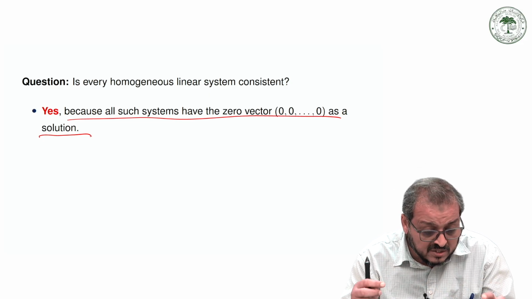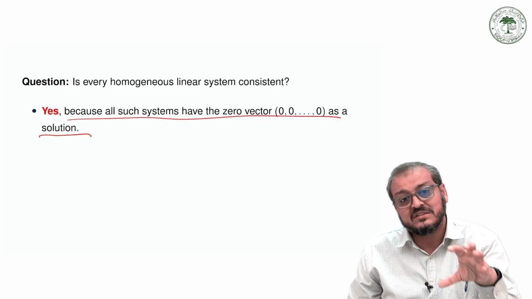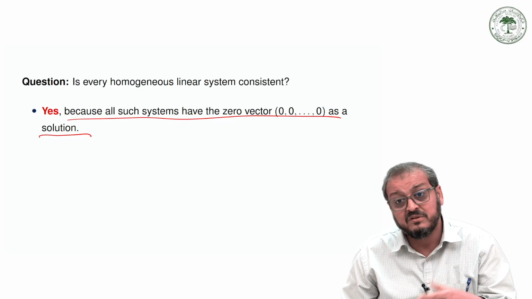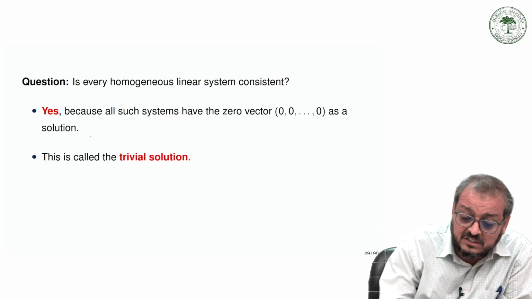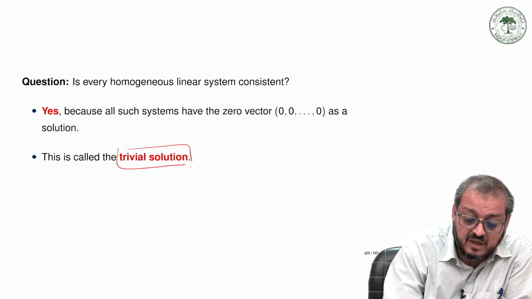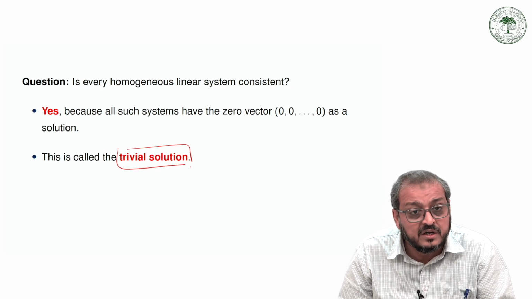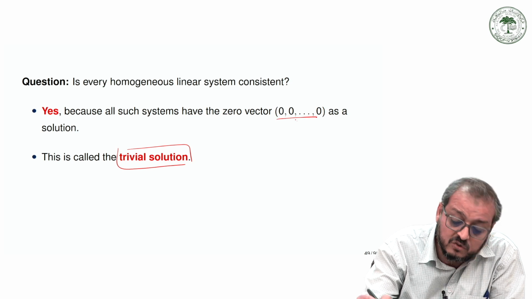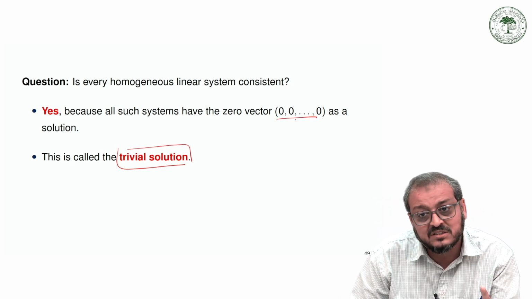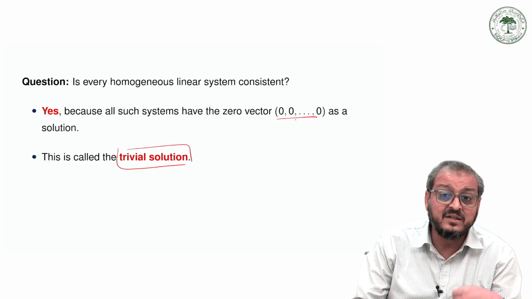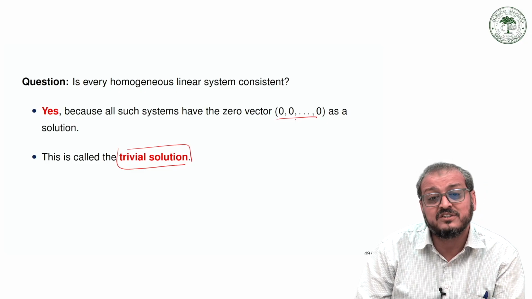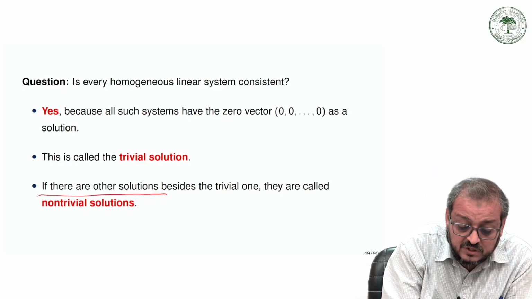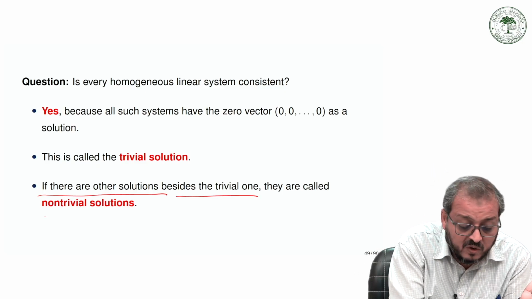So if this zero vector is always a solution of a homogeneous linear system of equations, there may be other possibilities also, and this solution is called the trivial solution. Maybe there is some non-trivial solution, meaning some solution other than (0, 0). One solution clearly exists, the zero vector, but if some other solution exists too, then we say that the system has a non-trivial solution. If there are other solutions besides the trivial one, they are called non-trivial solutions.